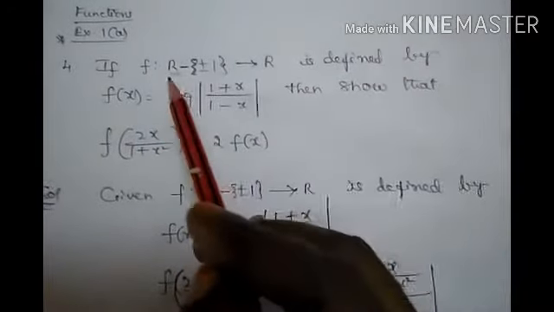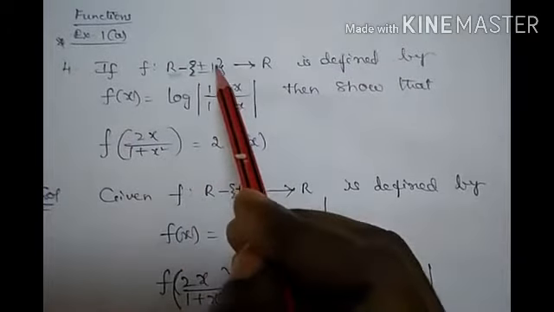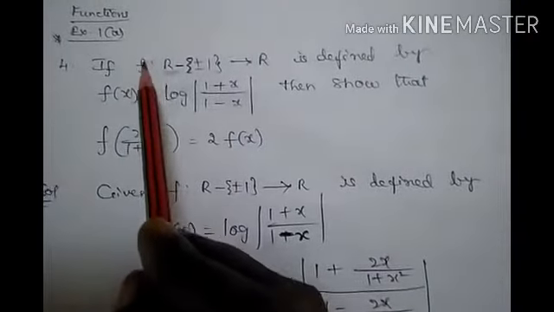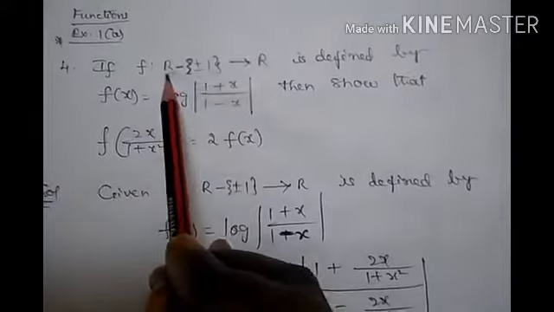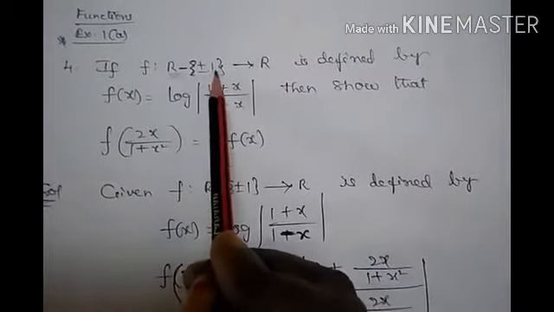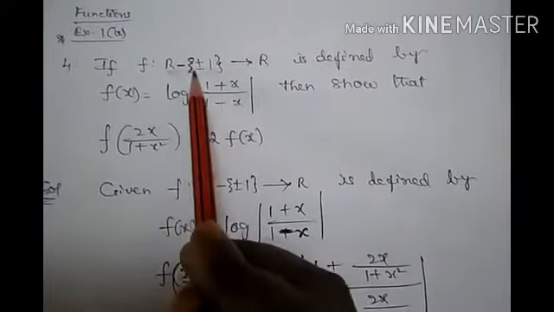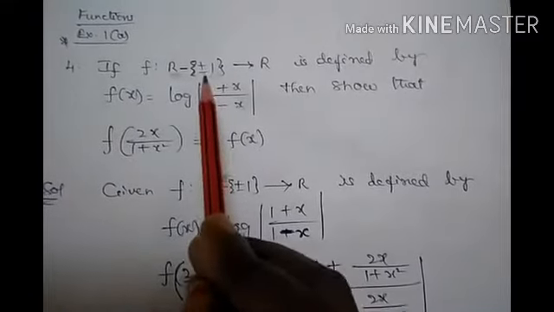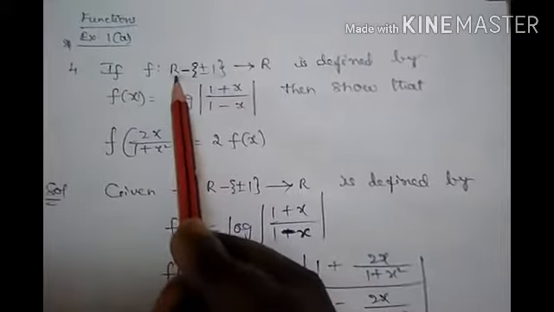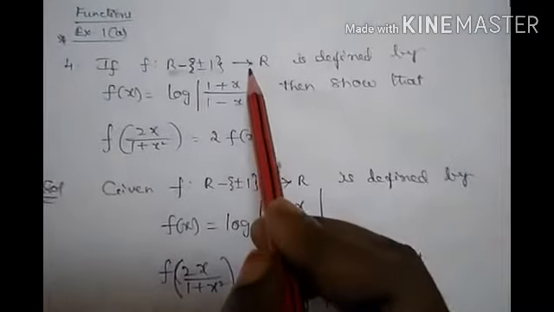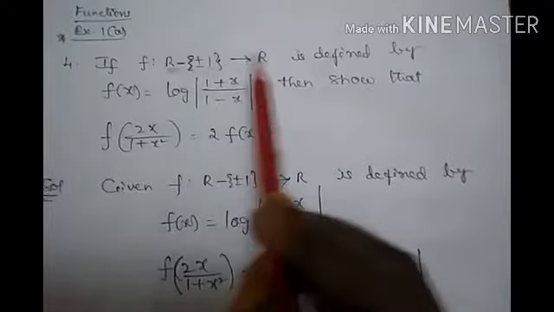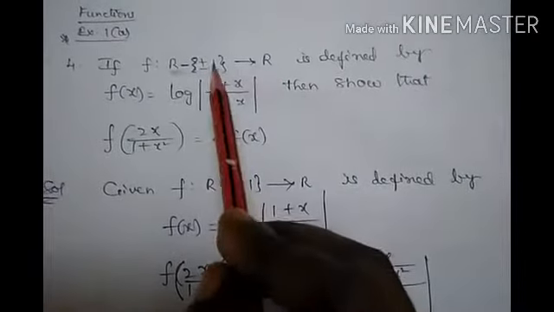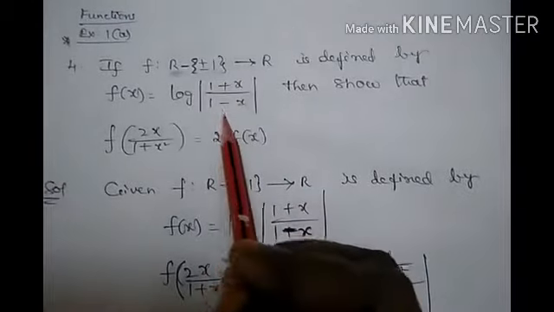f is a function from which set? R minus {plus 1, minus 1}. That means the set of all real numbers except plus 1 and minus 1. That means plus 1 and minus 1 are not included in the real number set. It is the domain, and the set of all real numbers is the codomain. Why this?